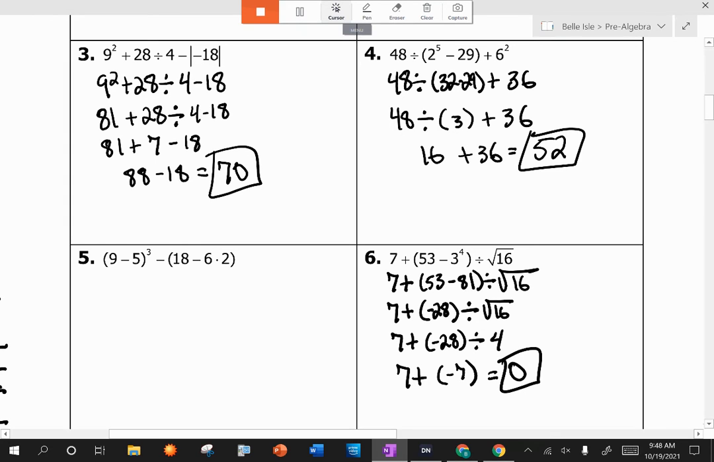Okay, 3 and 4 are up here. I'll give you another little bit before I put 5.